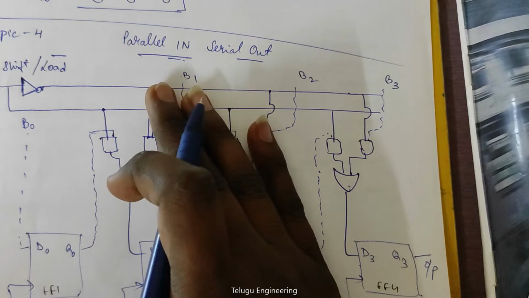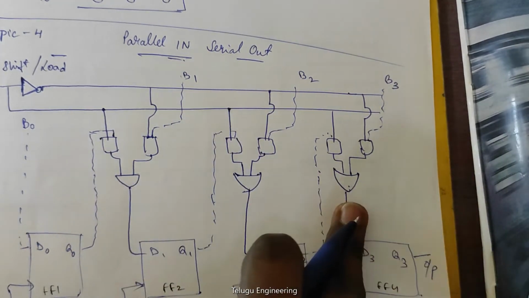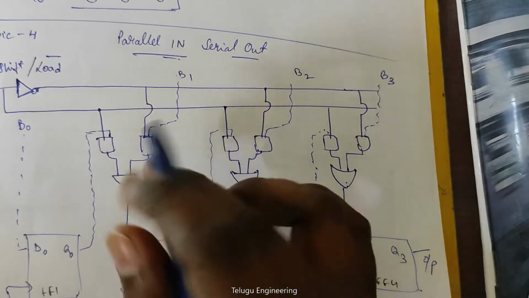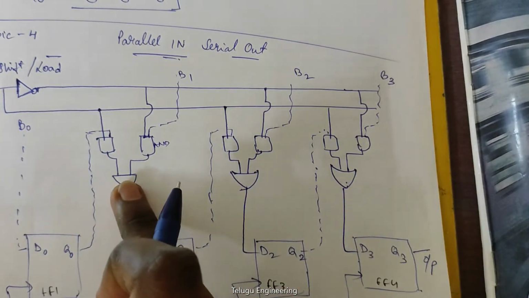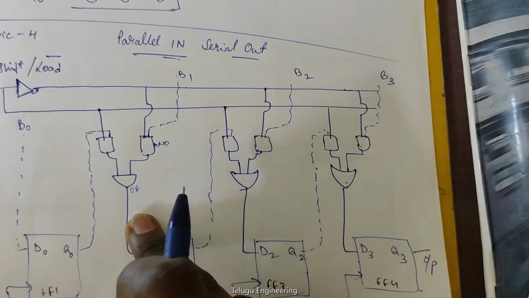For this construction, we require a combinational circuit. This combinational circuit consists of an OR gate, and this is your NAND gate. So you require two NAND gates and one OR gate. This is basically the combinational circuit that you are using in parallel in and serial out.